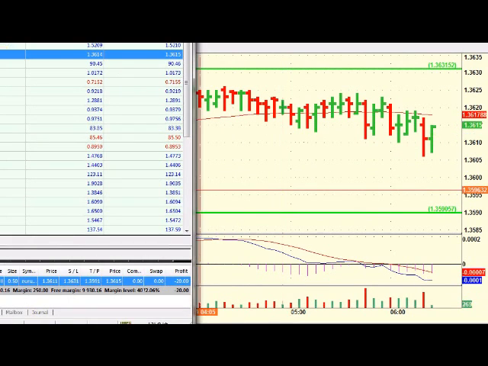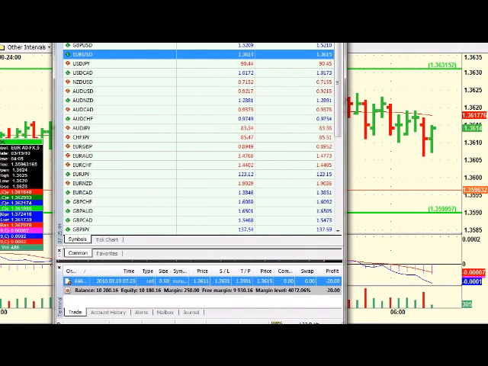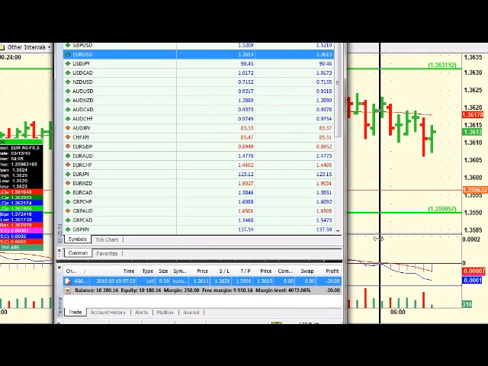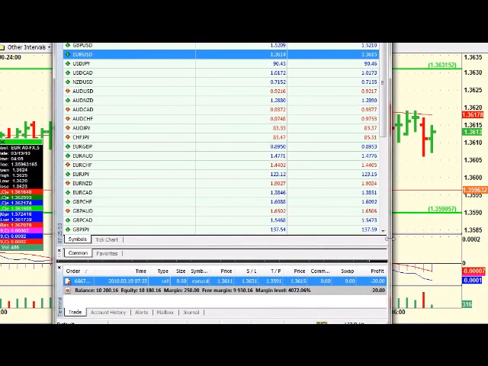Let me just show you this trade here. So what we have, it's minus 20 at the moment. We're risking about 1% on this trade. So yeah, let's just wait and see what happens. Alright.